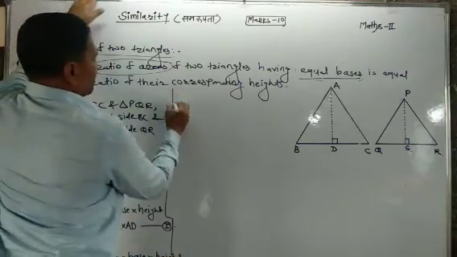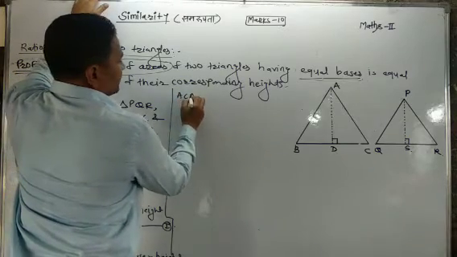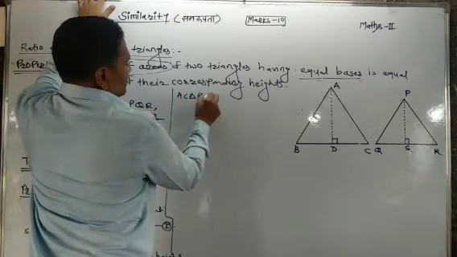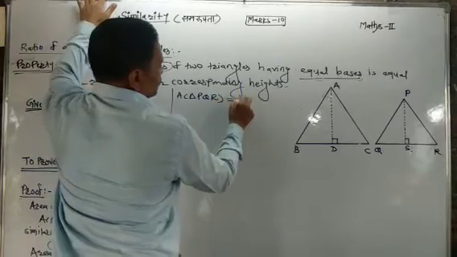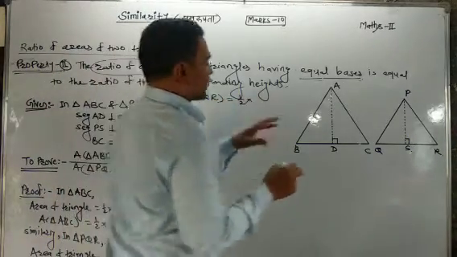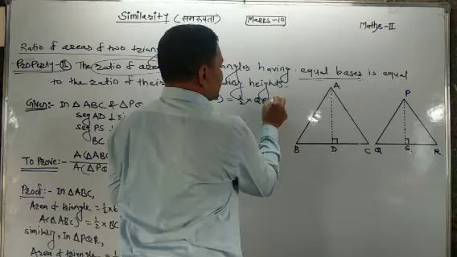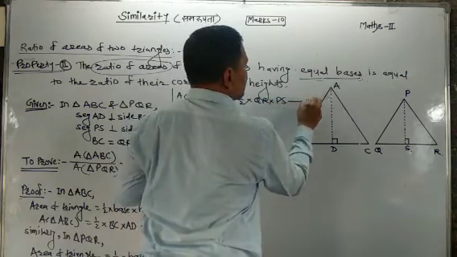Means area of triangle PQR equals 1/2 into QR, which is the base of the second triangle, and PS, which is its height. This is step number 2.